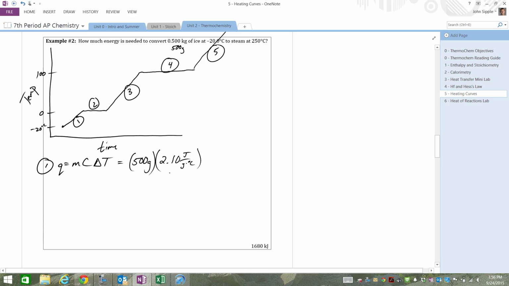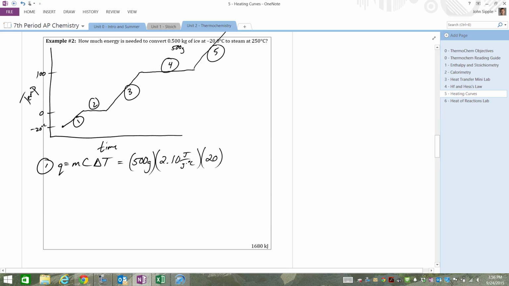All right, once again, that 2.1 on the front page, they'll give them to you. All right, and then what's our delta T here? 20 degrees Celsius. Our initial temperature is negative 20. Final temperature is 0. So 0 minus a negative 20 is 20.